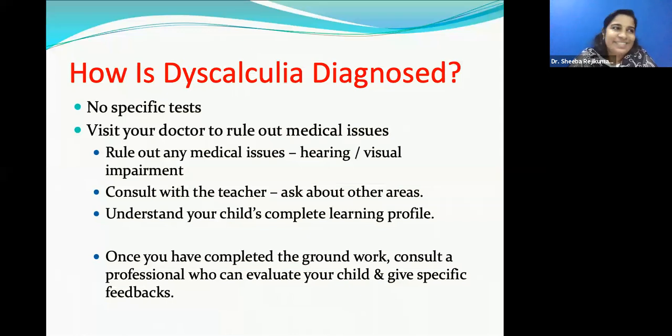They may be better in other subjects and they may not be. So you have to take care. If they're poor in everything, you have to go for an IQ test and find out if there is some intelligence quotient deficiency, and you have to compensate for it. Understand your child's complete learning profile. That is, you have to keep track of your child. Once you have completed this groundwork, consult a professional who can evaluate your child and give specific feedback.